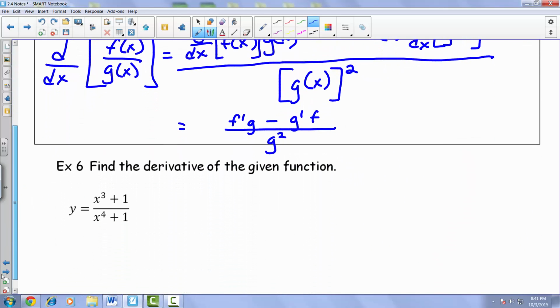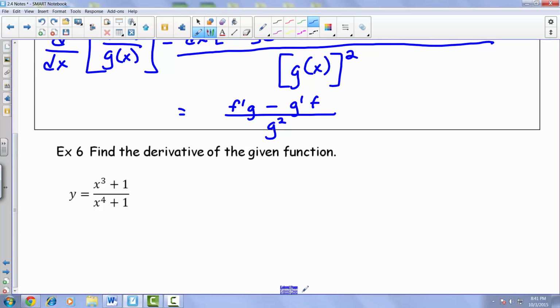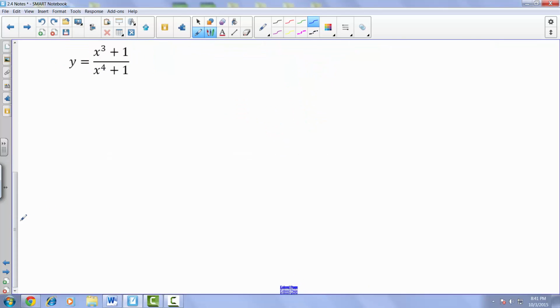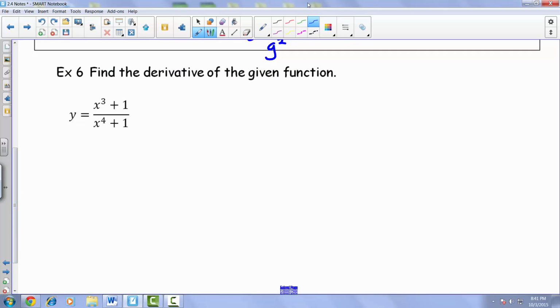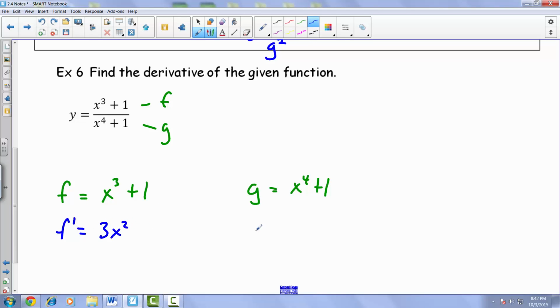Now, how that actually translates with example 6 is we're going to go ahead and actually treat this very, very similarly to the product rule. We're going to go ahead and say that this top guy is f, this bottom guy is g. So off to the side then, we have f is equal to x cubed plus 1. G is equal to x to the fourth plus 1. Taking the derivatives of each, we end up with f prime coming out to be 3x squared. For g prime, we have it come out to be 4x cubed.